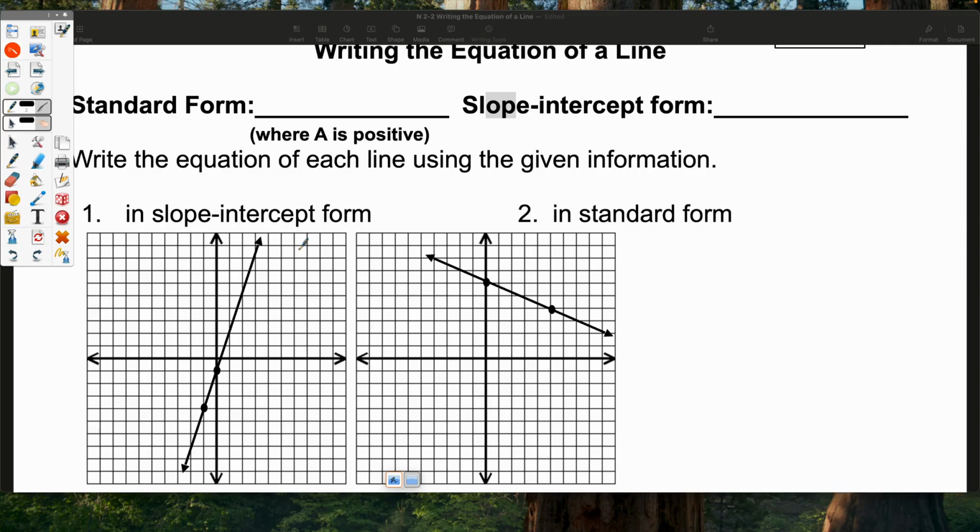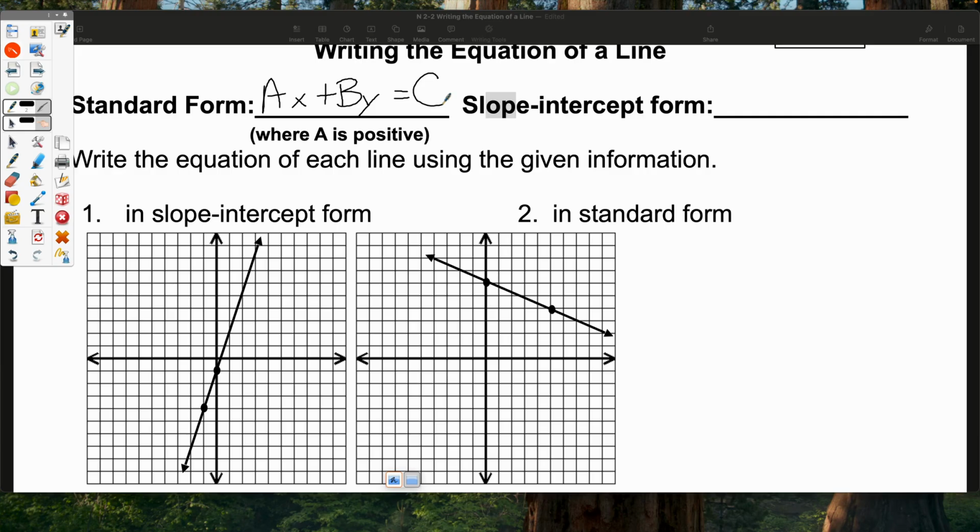Up here, standard form. We talked about this the past few days, Monday and Tuesday. Just a little bit. Standard form is AX plus BY equals C. AX plus BY equals C.